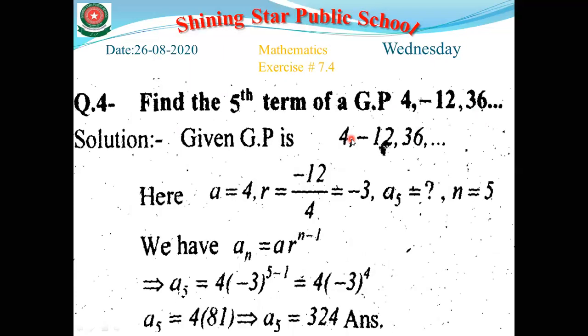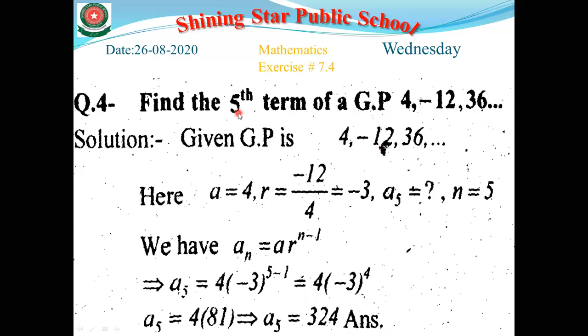Question number 4. Find the fifth term of a GP, where the first term is 4, the second term is minus 12, and the third term is 36. Now, the given GP is 4, minus 12, 36. Again, the first term is 4, which means A is 4. We have to find the fifth term, so N is 5.